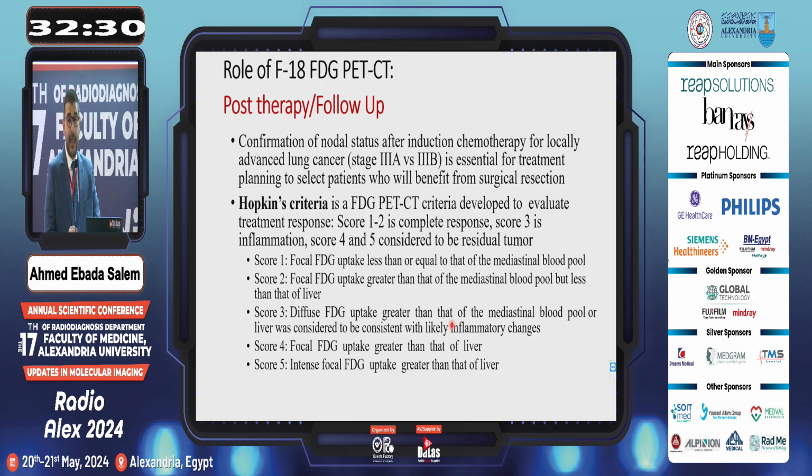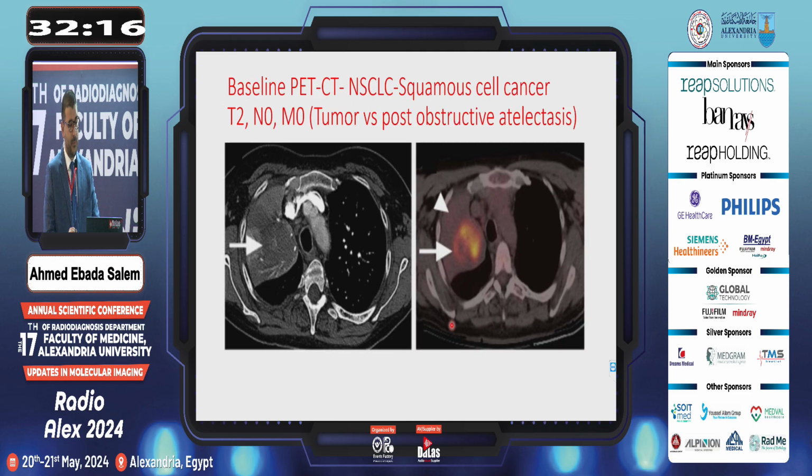Hopkins criteria can be used in evaluation of lung cancer. Scores 1, 2, and 3 are considered to be a complete response. Scores 4 and 5 are considered to be concerning for residual or new sites of disease. So these are different cases.